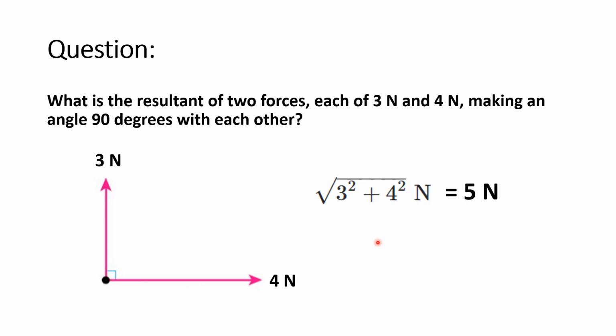Now, the answer is 5 Newton. Since they are at right angle to one another, you need to use your Pythagoras theorem: A squared plus B squared equal to C squared. So when this is 3 Newton and this is 4 Newton, you know that your answer is 5 Newton. Thank you.